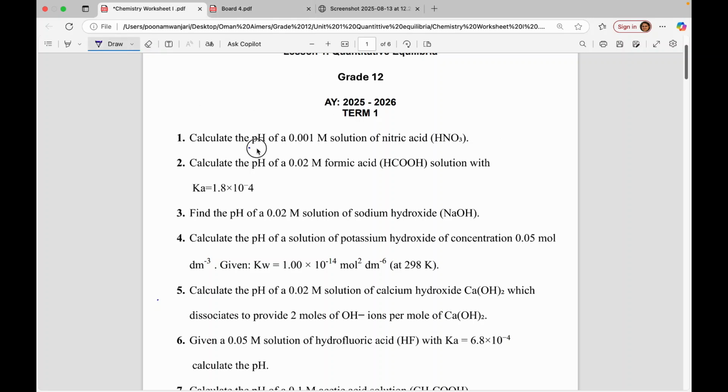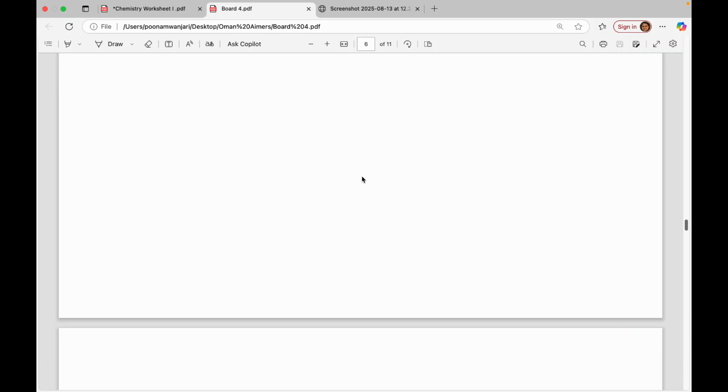Calculate the pH of 0.01 molar solution of nitric acid. So student, 0.01 molar, that means 0.01 mole per dm cube. So here we have to calculate for nitric acid. As we know that nitric acid is a strong acid, so here we will use a very simple formula. When there is a strong acid, we use a direct formula.